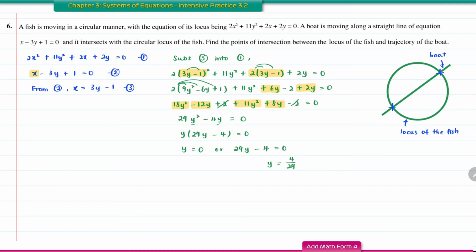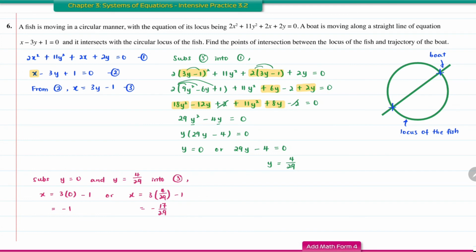So now we want to find the x. So here we're going to substitute the y that we find into the equations number 3. So the first one will be x equal to 3 times 0 minus 1, or the other one is x equal to 3 times 4 over 29 minus 1. So here it's going to be 0 minus 1, negative 1. And here will be 12 over 29 minus 1, which is equal to negative 17 over 29.